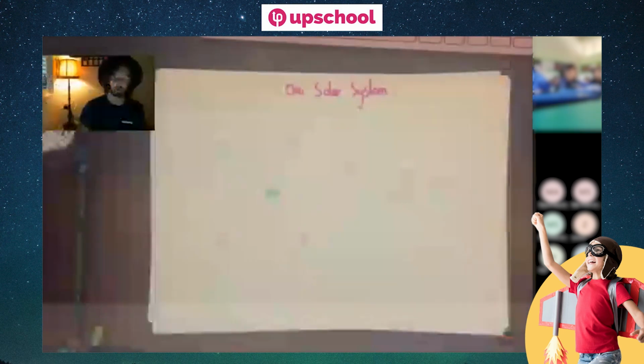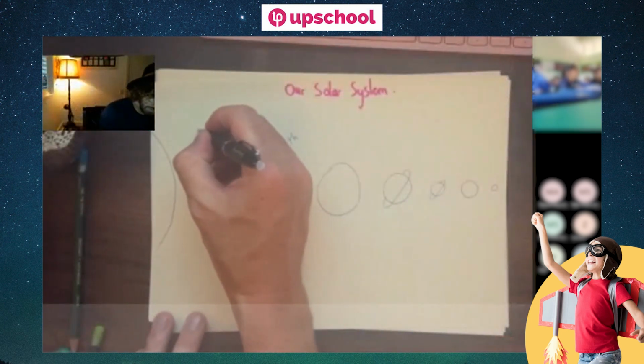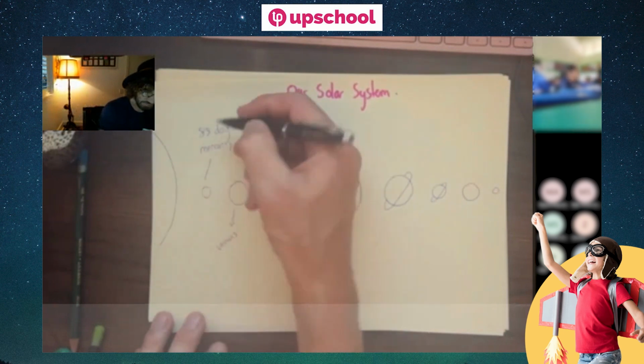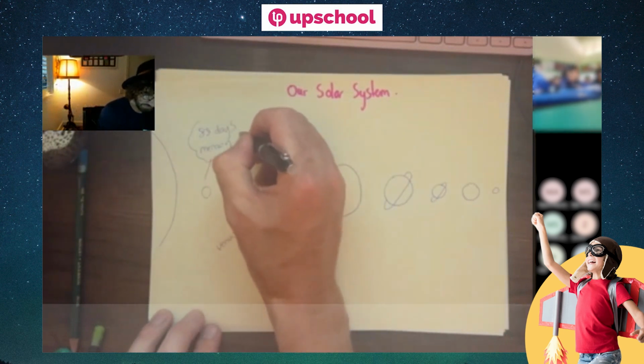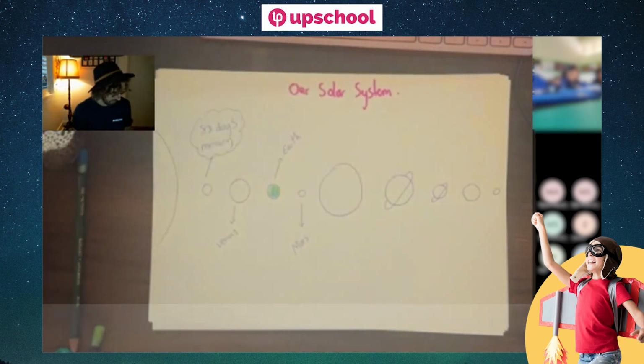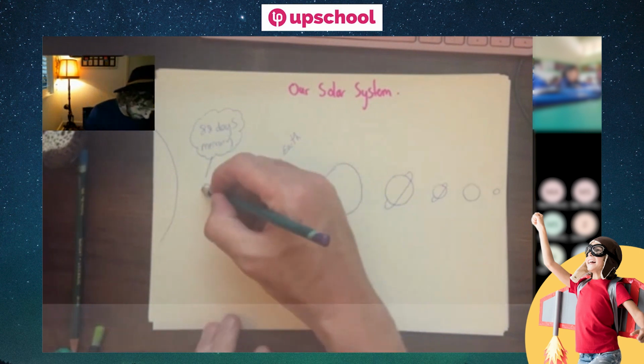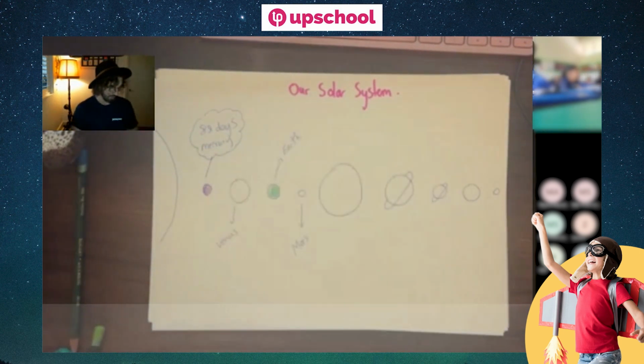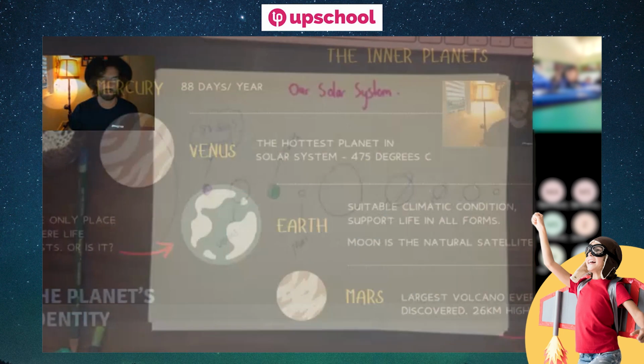Now, what I'll do in my book, just to show you this, I'm just going to write that down. 88 days. So I can remember this. And I'm actually going to color Mercury in. Mercury is a grayish color. I'm going to color my Mercury in like this. Give my diagram a little bit of color like this. Beautiful. So you need to be taking some notes here as we go through the different parts.